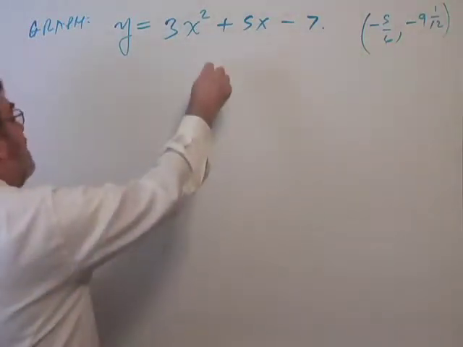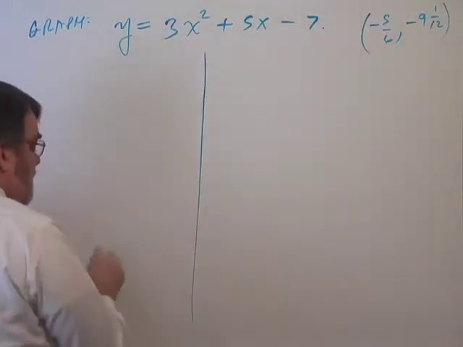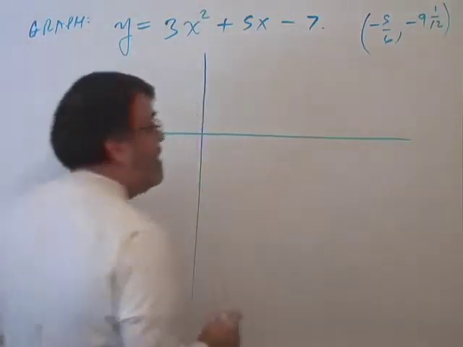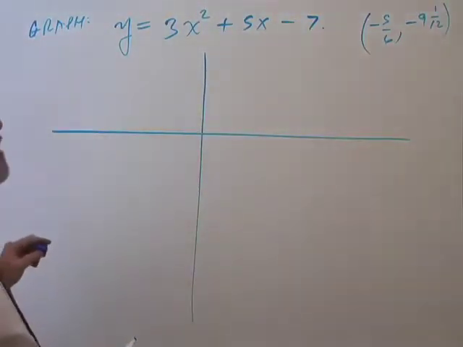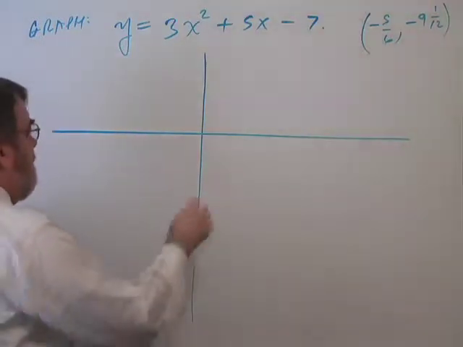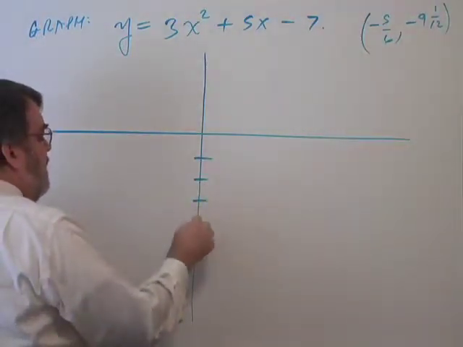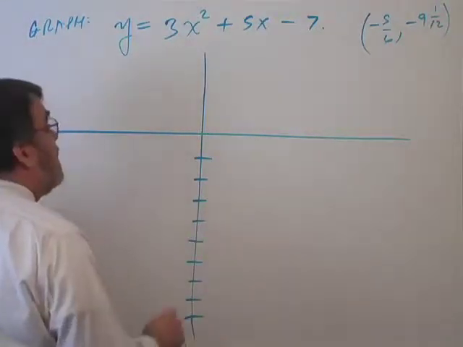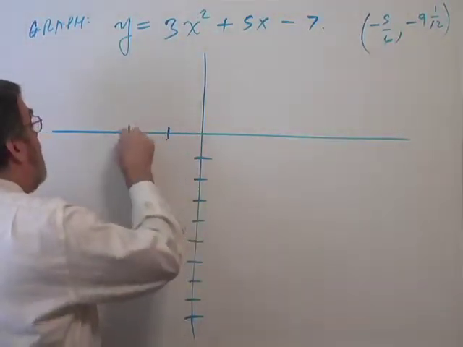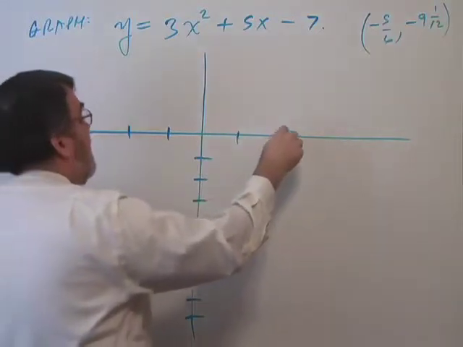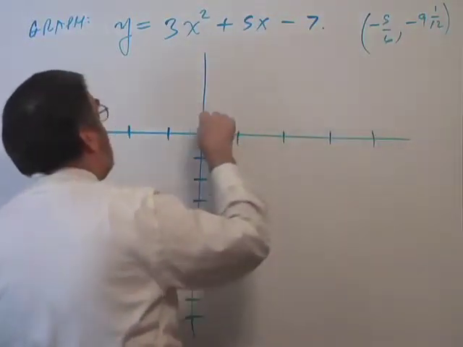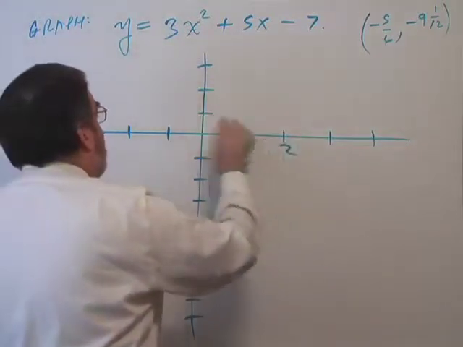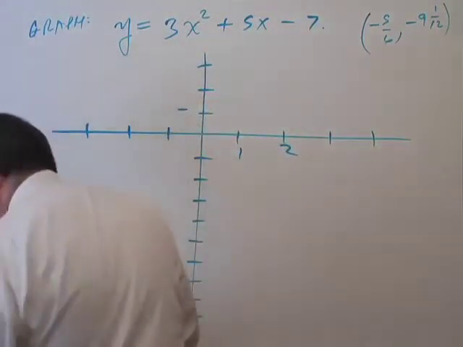So let's see. Probably about like this, would you say? So I'm going to go down to about negative 9. 3, 4, 5, 6, 7, 8, 9. And kind of over here, put some scale numbers on this.